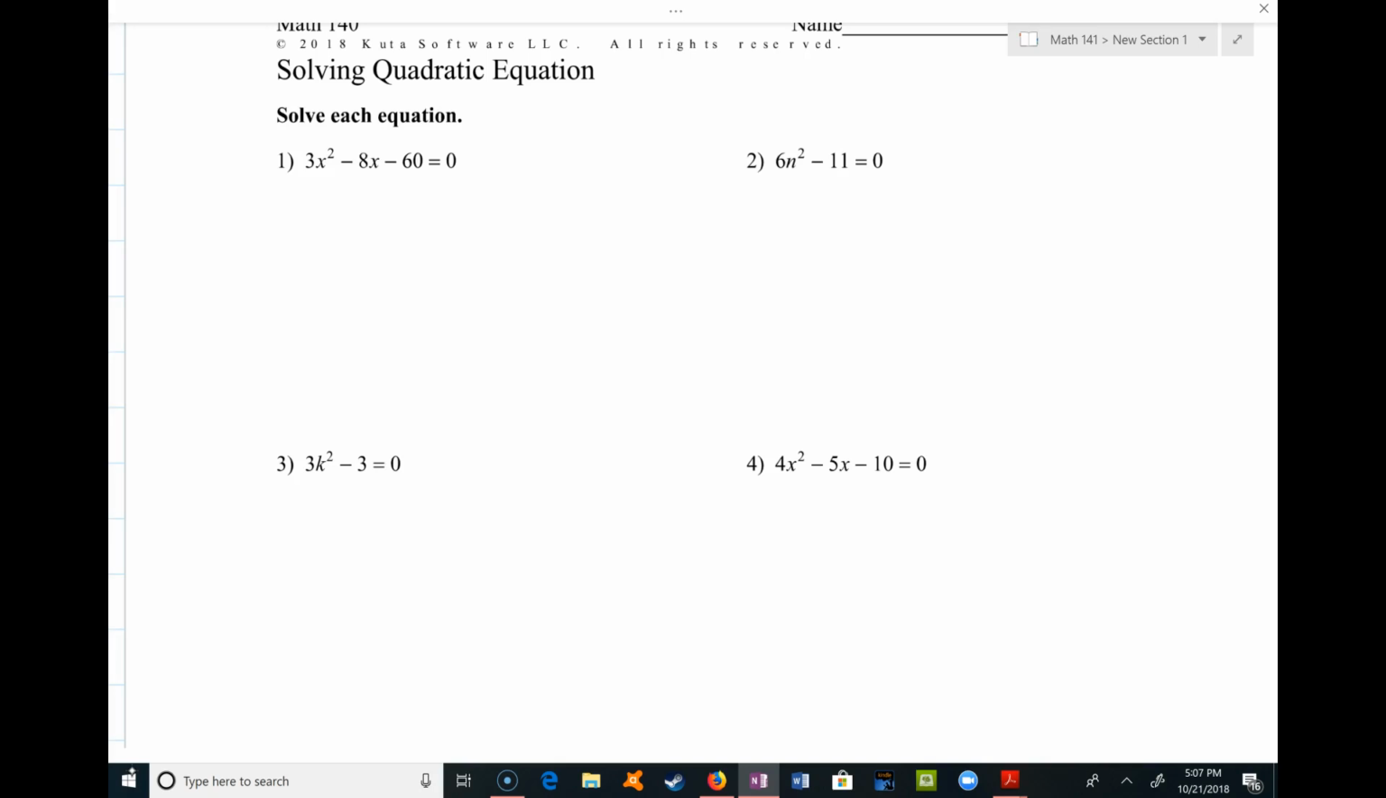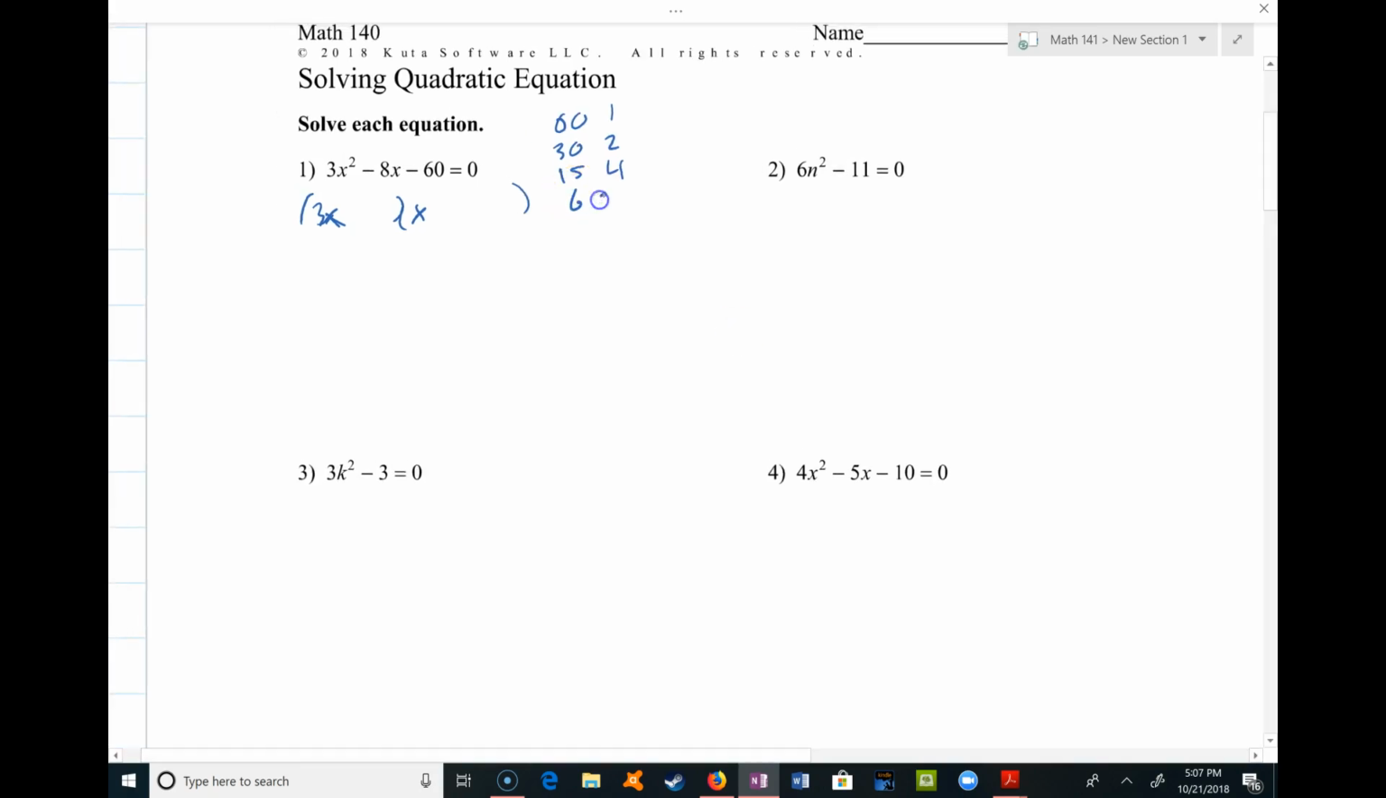My first thought is, can I factor it? It doesn't look like a real easy factor. Let's see, 3x and x, and 60 has a bunch of options, like 60 and 1, 30 and 2, 15 and 4, and I'm looking for a difference of 8. So let's see, 3 times 2 is 6. We got some more here. How about 6 and 10? That would be 18. Oh, 18 and 10. There we go. So I want that to be 6 and that to be 10.